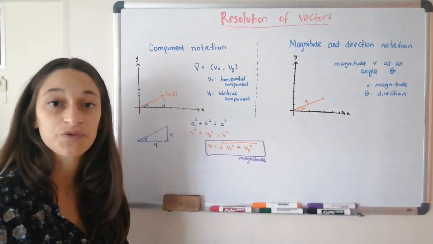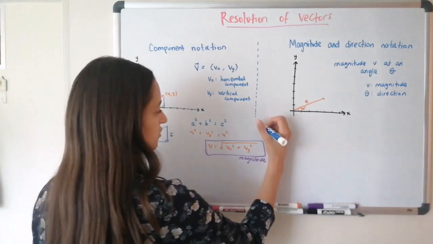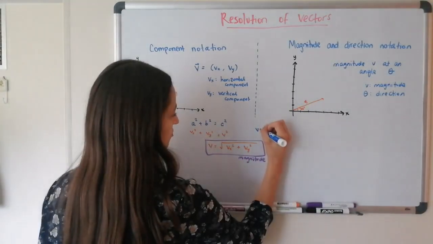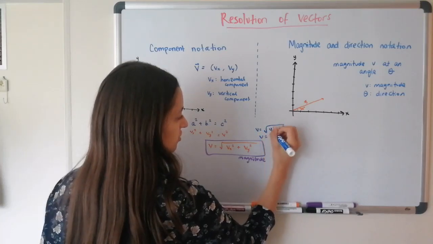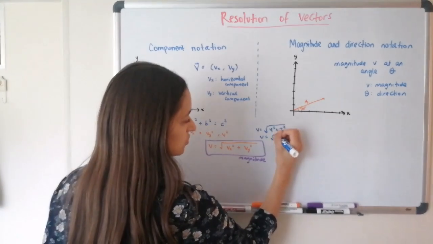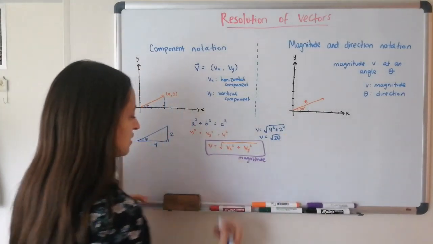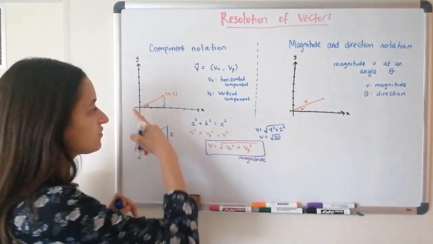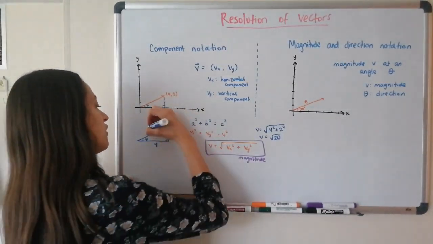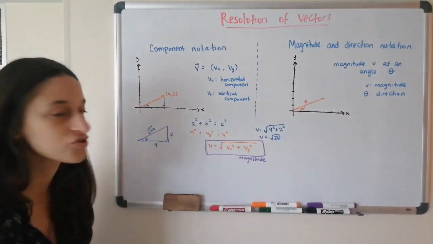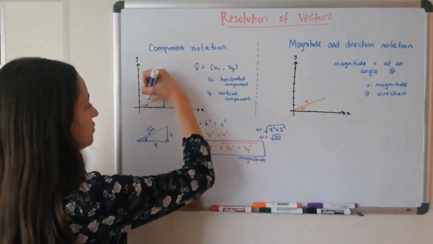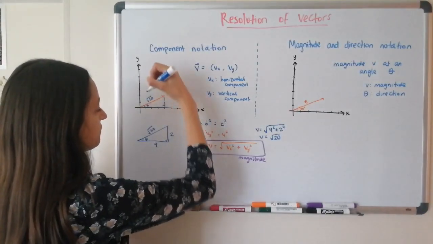If we were going to do it for this specific example, we have a 4 and a 2, so our v is going to be the square root of 4 squared plus 2 squared. 4 squared is 16, 2 squared is 4, so 16 plus 4, we get the square root of 20. So basically you figured out that for this vector 4, 2, the magnitude is the square root of 20, and it's also the hypotenuse. So here we found a magnitude of square root of 20.